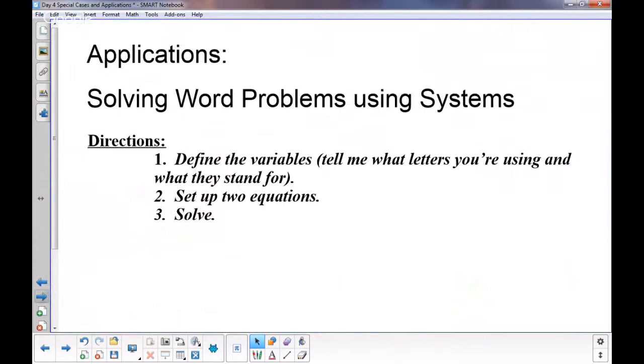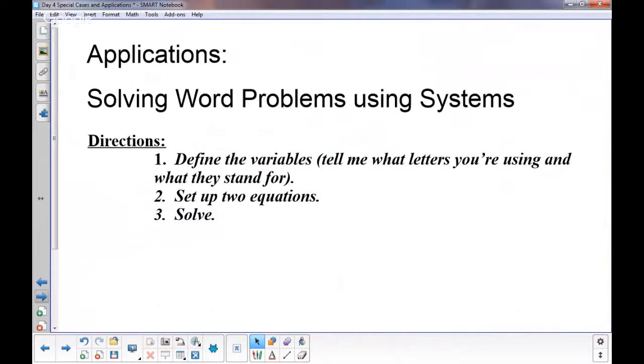All right, so let's move on to word problems. Applications. We're going to take word problems and apply systems. And these are actually used a lot when you're trying to find things that are the same or break-even points. All right, sorry about that.